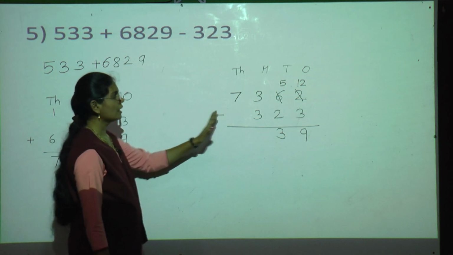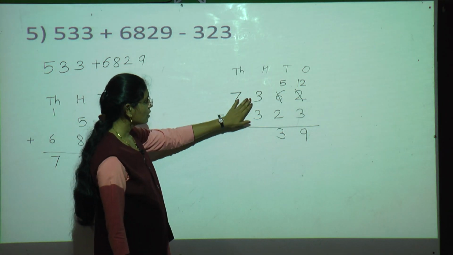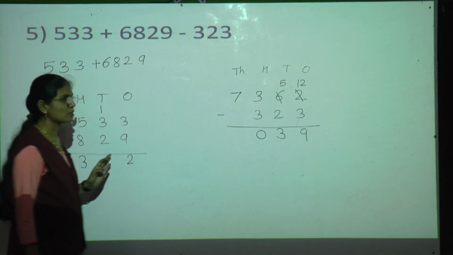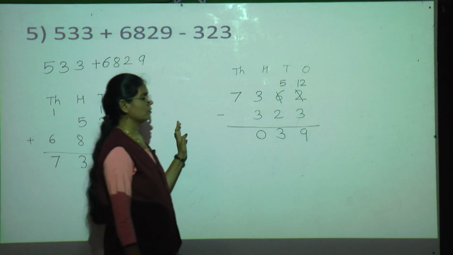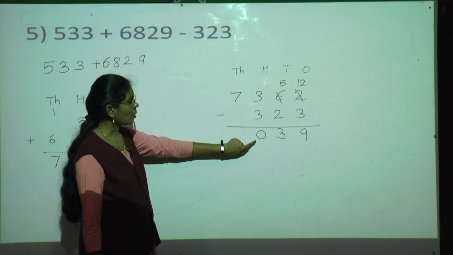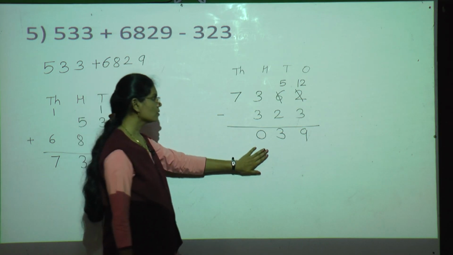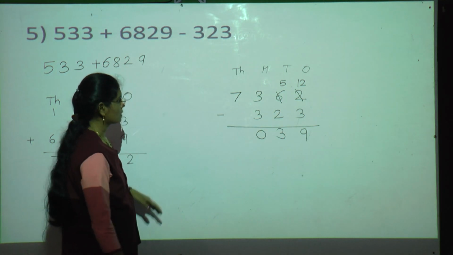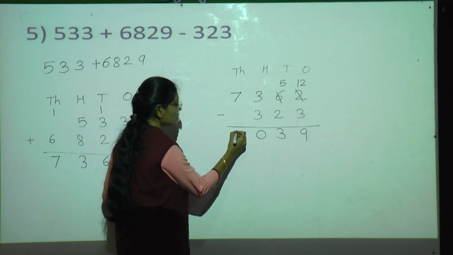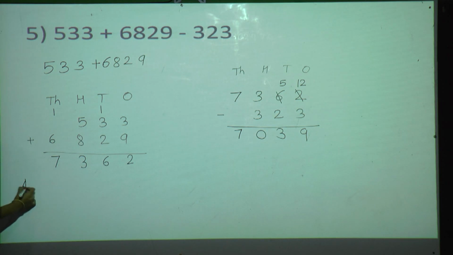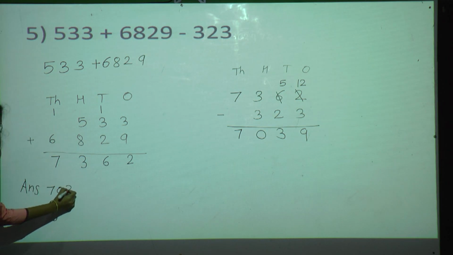Then we will move to the hundreds place column. Here 3 is there, here also 3 is there. 3 minus 3 is equal to 0, because we have seen one of the properties of subtraction, that if we subtract a number from that number itself, we will get the answer 0. According to that property, 3 minus 3 is equal to 0. So write 0 at hundreds place. Then we will move to the thousands place. Here only 7 is there. So 7 minus 0 is equal to 7. So what is the answer? The answer is 7039. This is our final answer.